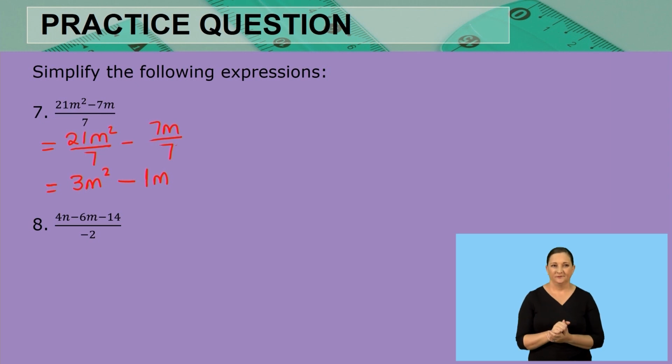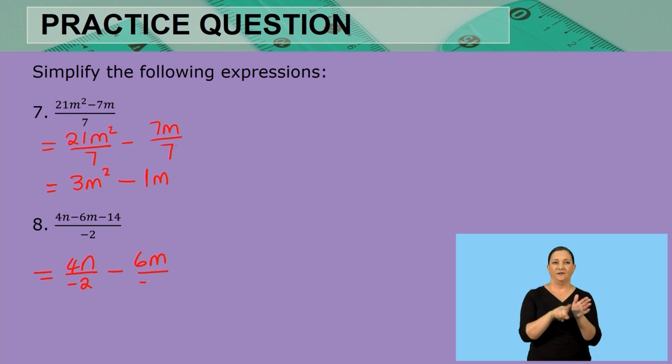We have there 4n minus 6m minus 14. And all of these are divided by a negative 2. So we have here a trinomial that is being divided by a constant monomial. So what is going to be our answer here? Let us start by giving each term its own divisor. So we have 4n divided by negative 2 minus 6m divided by negative 2 minus 14 divided by negative 2.